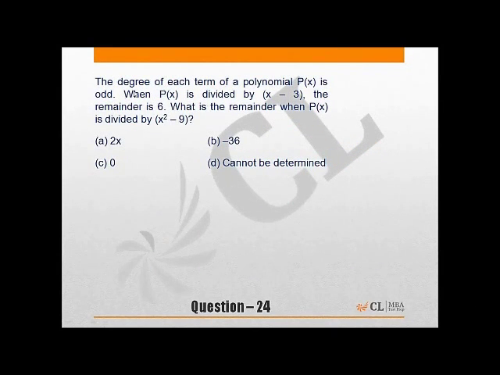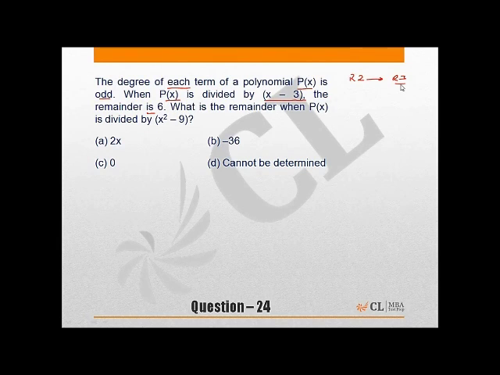Question 24. Degree of each term of polynomial P(x) is odd. When P(x) is divided by x minus 3, the remainder is 6. What is the remainder when P(x) is divided by x square minus 9? Straight away round 2 question for me, because this takes time for solving. But when I came to round 2, even then I could not solve it, so I left it unattempted. This question was not attempted by me when I was doing the paper.